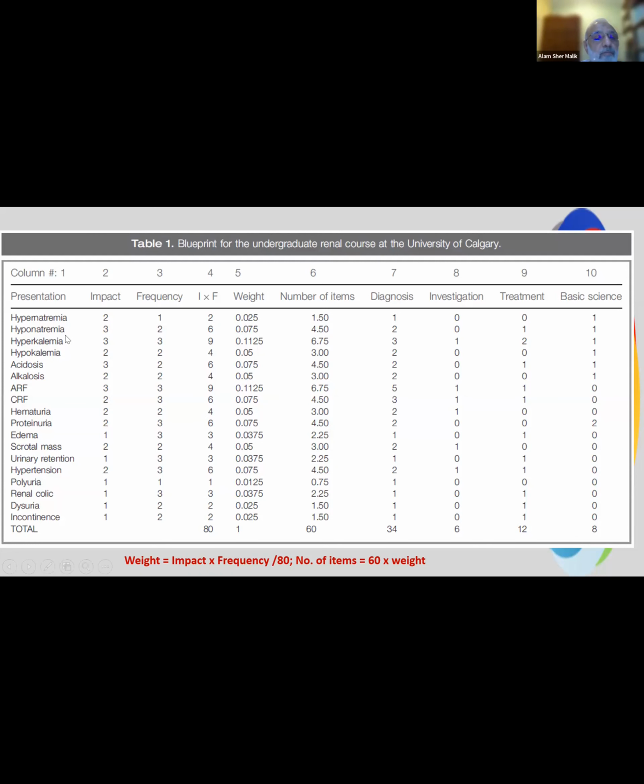Let's say if we are talking of hyponatremia, the impact is 3, the frequency is 2, impact times frequency is 6. So 6 over 80 gives us 0.075. And when we multiply by 60, it gives us 4.5. So it means that we can round up that number of items. So this is how we can use the scientific method to calculate the number of items on each topic.